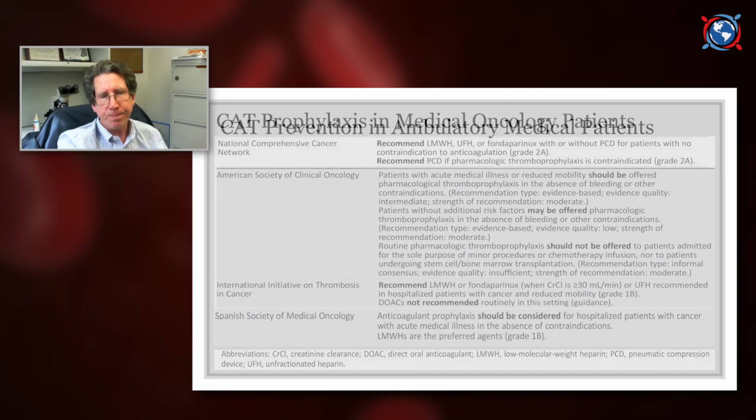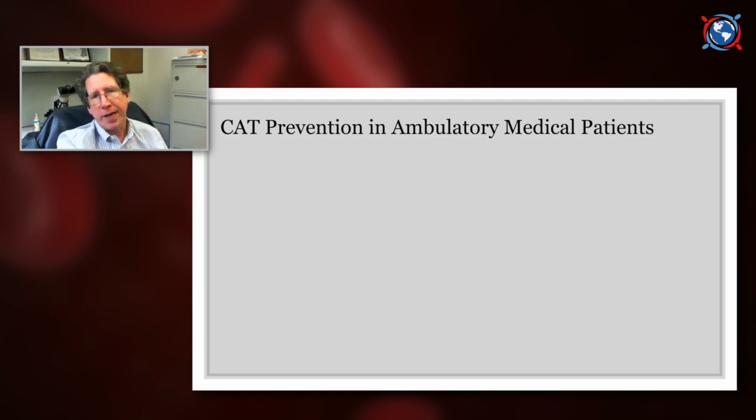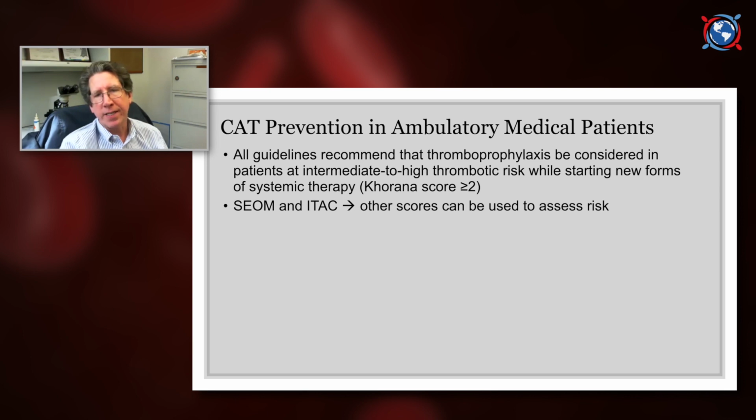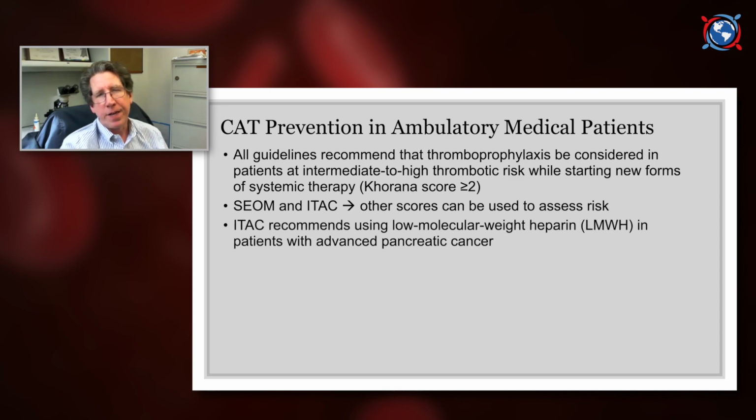In regards to ambulatory patient populations, since the publication of the AVERT trial and the CASSINI trial, direct oral anticoagulants played a prominent role, and all the guidelines recommended that thromboprophylaxis be considered in patients that are at intermediate to high risk for thrombosis while starting a new form of systemic therapy. So that would be a Khorana score of 2 or more. The Spanish guidelines, as well as ITAC guidelines, also recommended that one could use other risk scores for identifying patients at risk. The ITAC guidelines also recommended using low molecular weight heparin in patients with advanced pancreatic cancer as well.